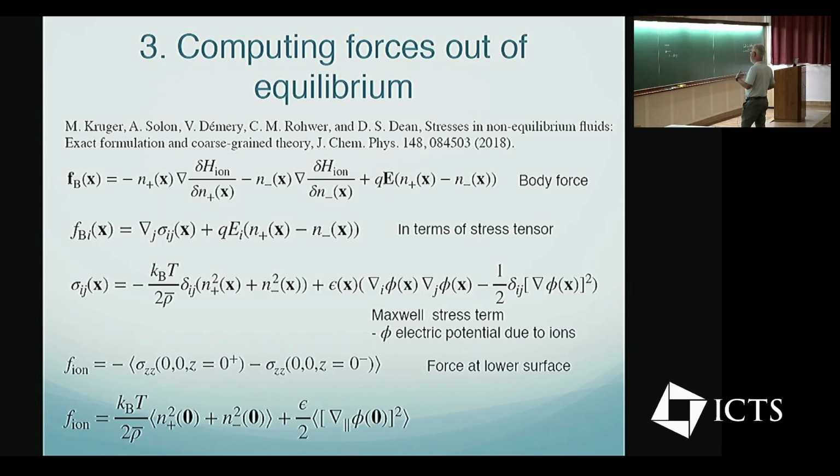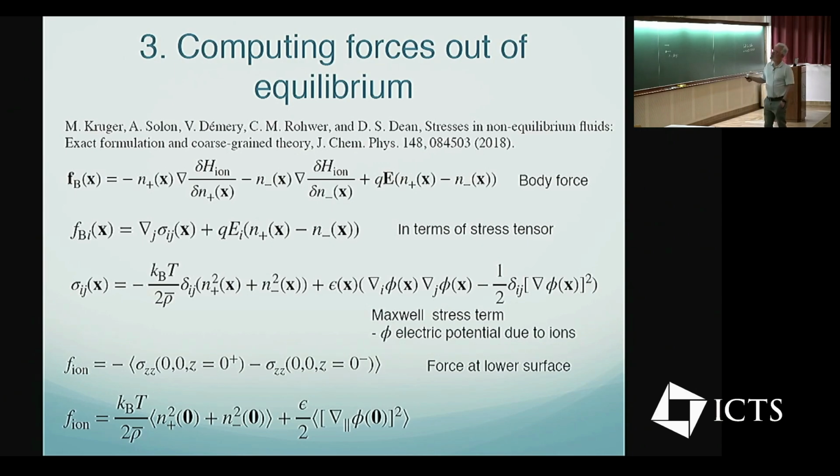Now the other thing is, how do you compute the forces out of equilibrium? In this paper, we showed how, for a general theory with dissipative dynamics, sort of Langevin dynamics, you can write down the stress tensor. The way you do it is you write down the body force. This is clearly the contribution coming from the charge density. There's a local body force which is rho, the charge density, times Q times E.